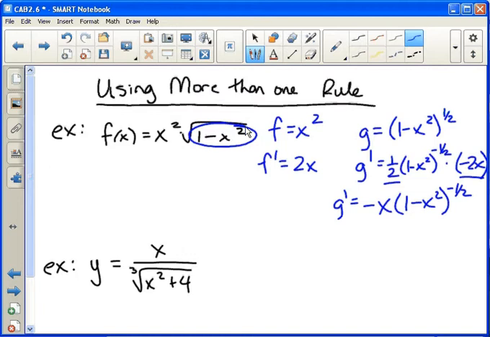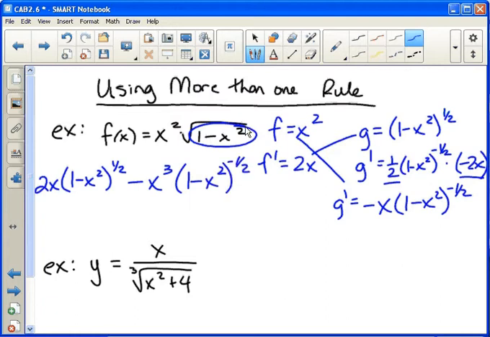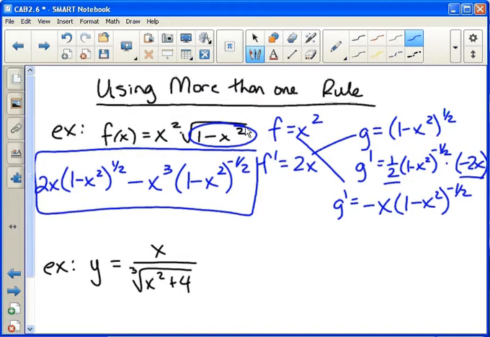So then I do f prime times g, and I get 2x times 1 minus x squared to the 1 half plus f times g prime. Well, I have x squared times negative x, so that'll become negative x cubed times 1 minus x squared to the negative 1 half. And that would be my answer. Again, product is my big picture rule because everything there is being multiplied, but only one part of it has a radical that needs the chain rule. It was just the g, just the second half, that required the chain rule.